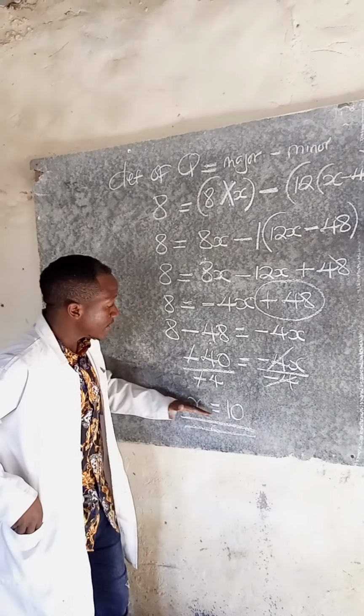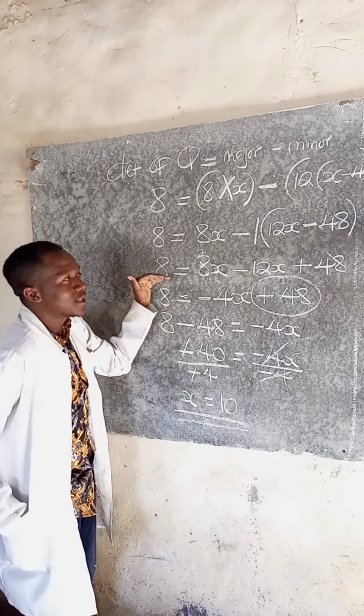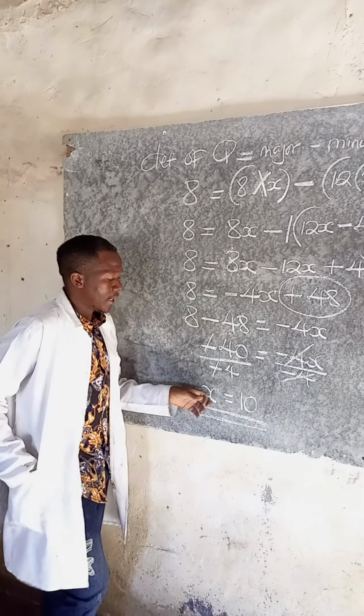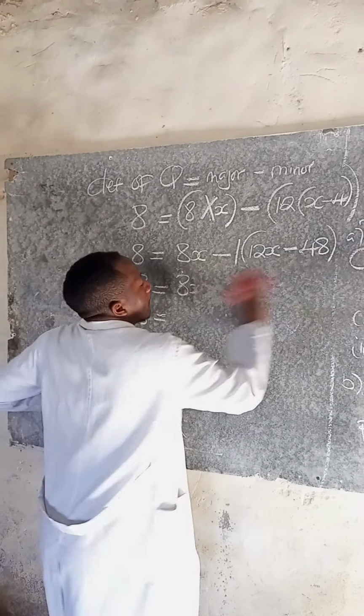So the answer is x equals 10, through the processes that we've been able to have stage by stage. So the answer is x equals 10. So we proceed.